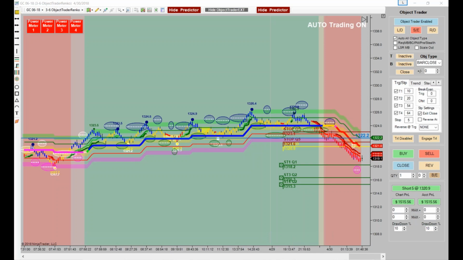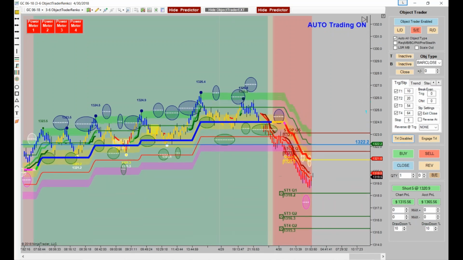Monster little trade it turned out to be, didn't it, with a bar close feature like that? Now, like I say, I'm not advocating anybody doing that many contracts, but if you were to close this trade out right now, you just got yourself close to 13, a little over 13 and a half.